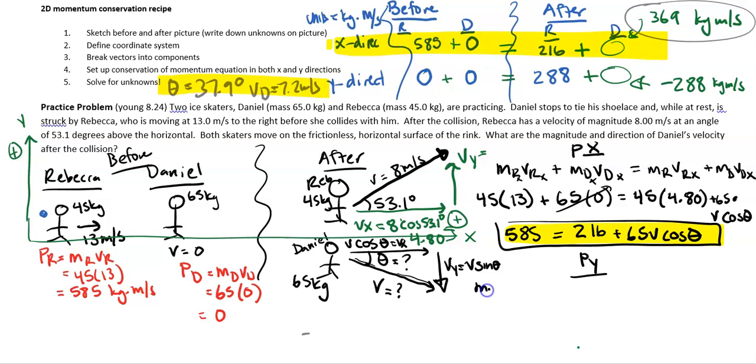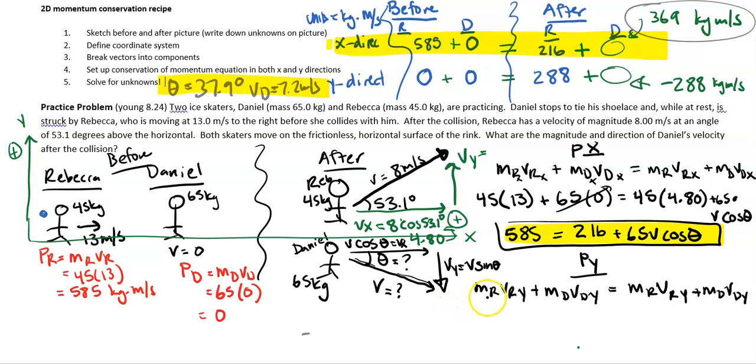So I'm going to have mass of Rebecca times velocity of Rebecca in the y, plus mass of Dan times velocity of Dan in the y, equals mass of Rebecca times velocity of Rebecca in the y, plus mass of Dan, velocity of Dan in the y. And again, the left-hand side is our momentum initial in the y, and our right-hand side is our momentum final in the y.